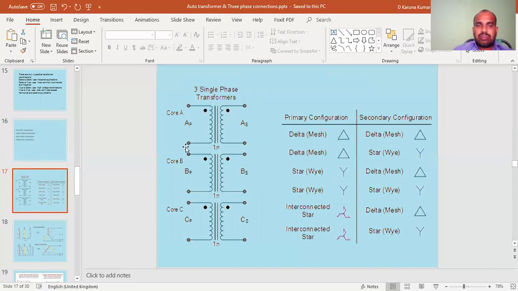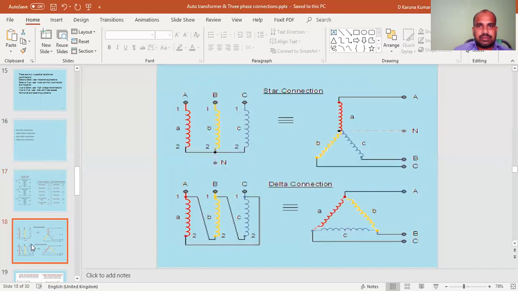This is a three-phase transformer. This is a primary winding. This is a secondary winding. The primary winding has three cores: core A, core B, core C. The secondary side can be delta connected or interconnected star.